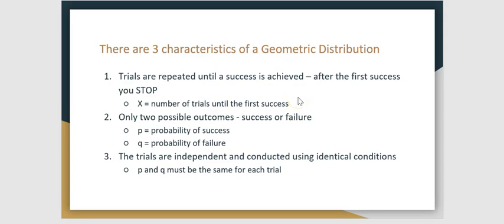The second requirement is that there are only two possible outcomes, success or failure. In this case, it would be a make or a miss. And just like with the binomial, p and q are the probability of success and failure. Finally, the trials are independent and conducted using identical conditions. So I'm shooting at the same basket every time. It's always me shooting. I'm not switching off with another person.